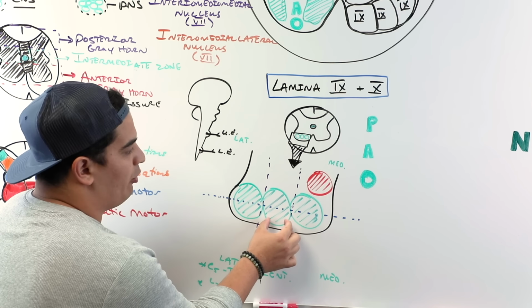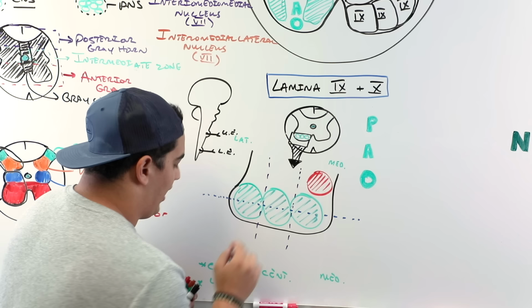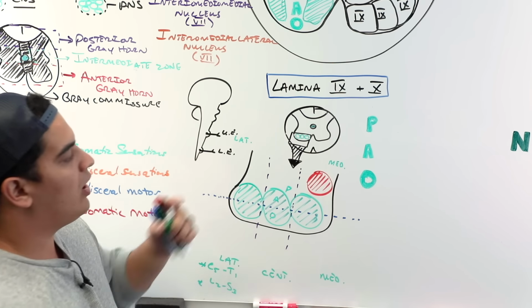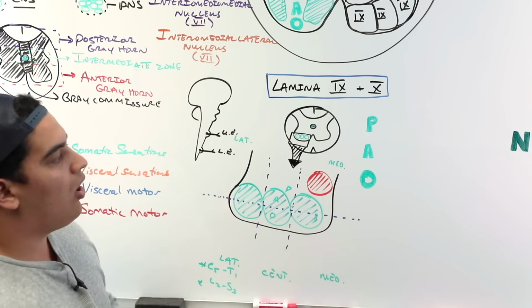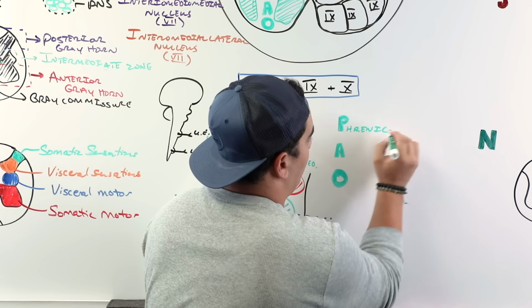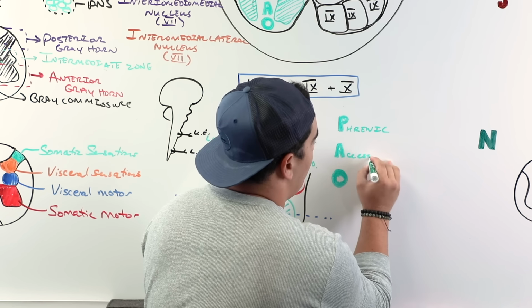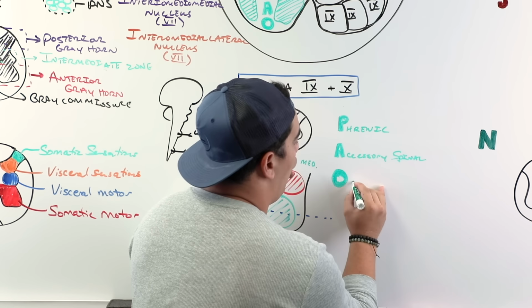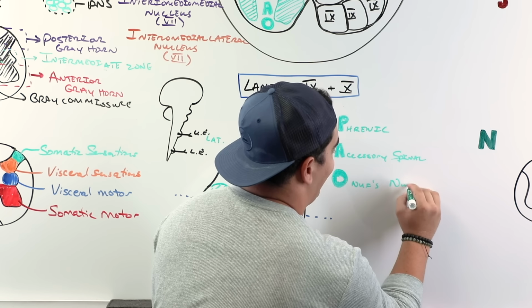Next thing, we have our central nuclear group. Now, the central nuclear group here actually has a couple of nuclei interspersed within it. And you can kind of see them here. We're going to zoom in on them over here. The reason why is they have specific areas that they serve. So in that central nuclear group, there are three particular nuclei that I want you to remember. One is a P for the phrenic nucleus, A for accessory spinal nucleus, and O for Onuf's nucleus.